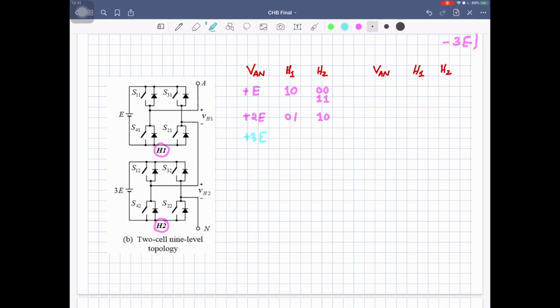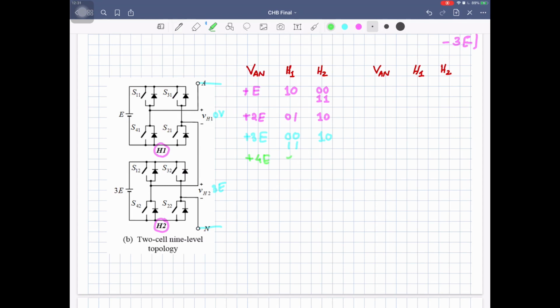Plus 3E is required. For that I can apply 0 0 or 1 1 in the upper inverter, and I apply the switching state 1 0 in the lower inverter. So I will get 3E from here and 0 volt from here. So the net output voltage between point A and point N will be equal to 3E.